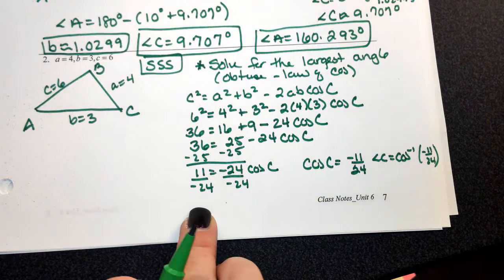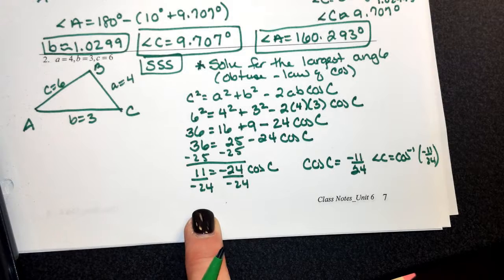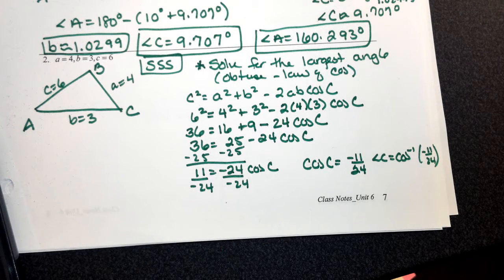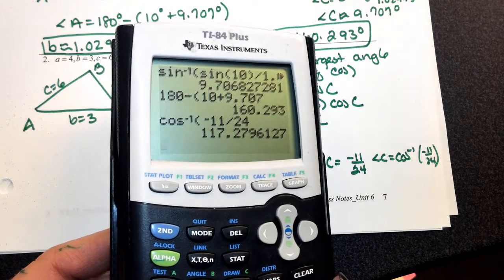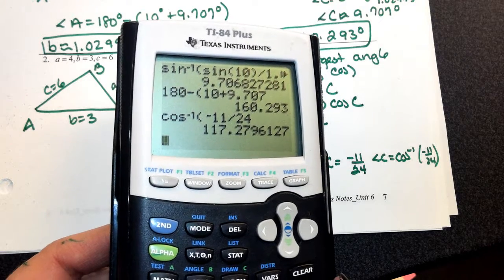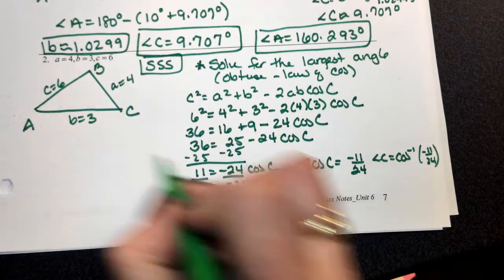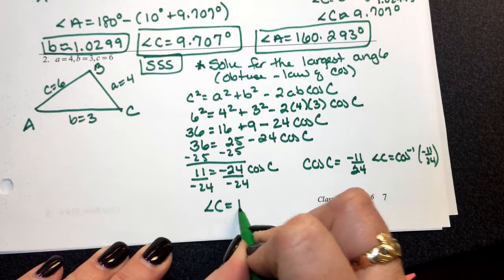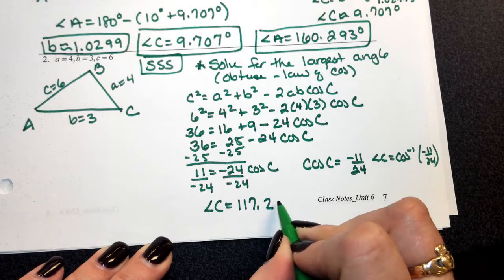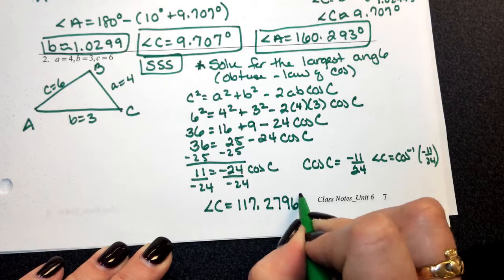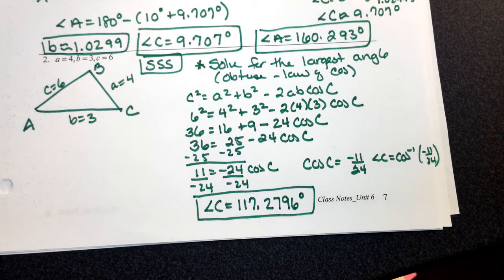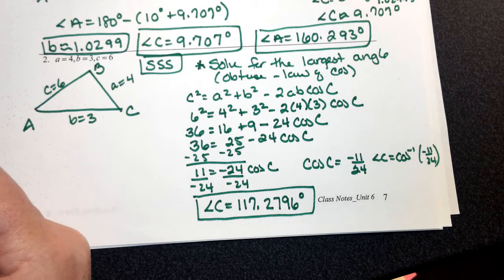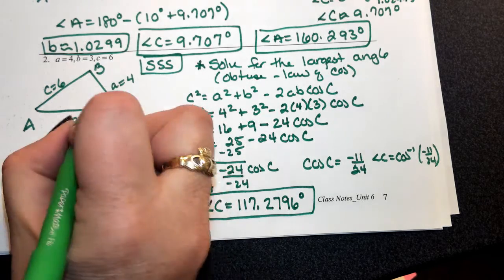So any questions where I got the negative 11 over 24? So inverse cosine of negative 11 divided by 24, and I end up with 117.2796 degrees. So you do indeed have an obtuse angle in there. So angle C is equal to 117.2796 degrees. Okay. So any questions on how I solve for C?